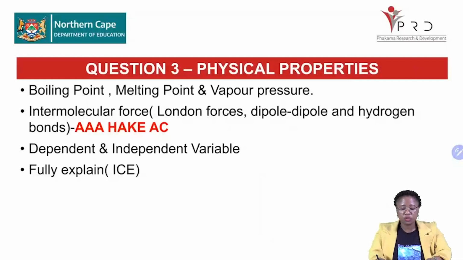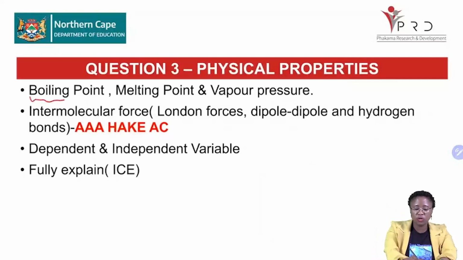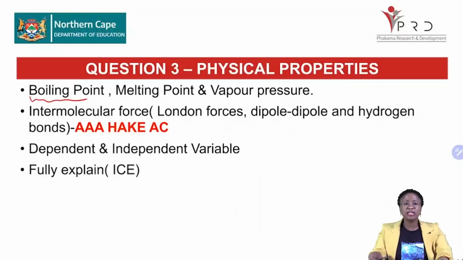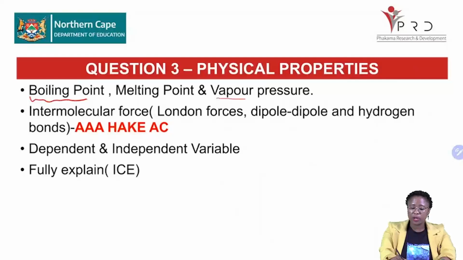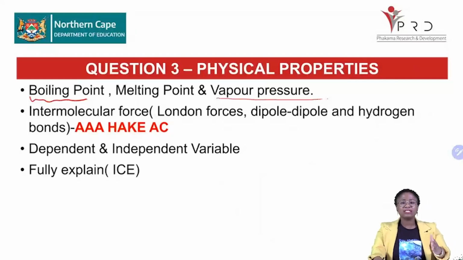Let's quickly look at question 3 under physical properties of organic compounds. Remember, even here we are still dealing with organic molecules, but we are specifically zooming into the 3 physical properties of organic compounds that you must know. Remember, it is the boiling point, the melting point, as well as the vapor pressure. What must you remember about these 3? You must remember their definitions.